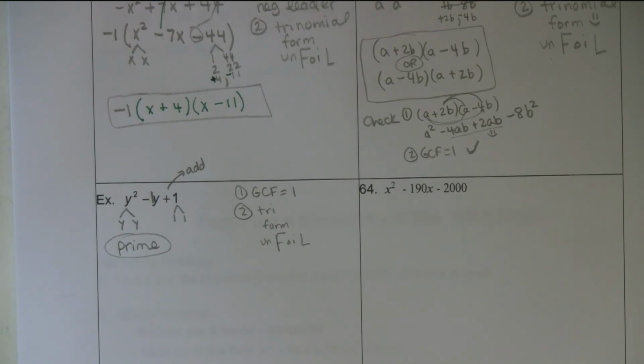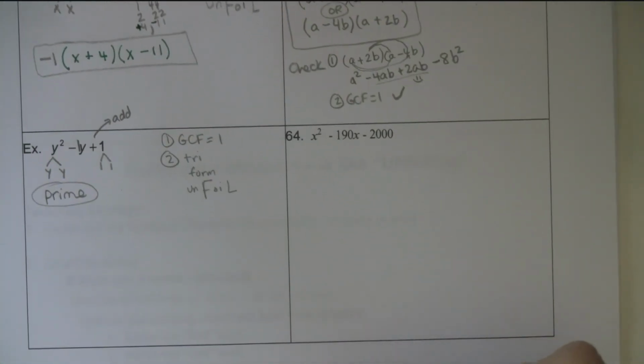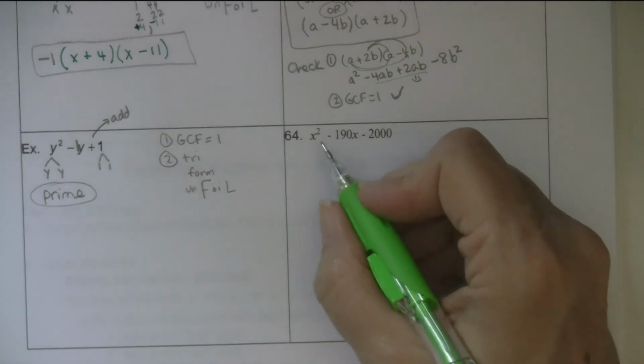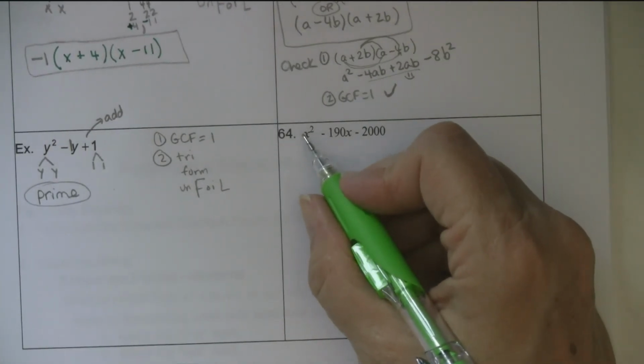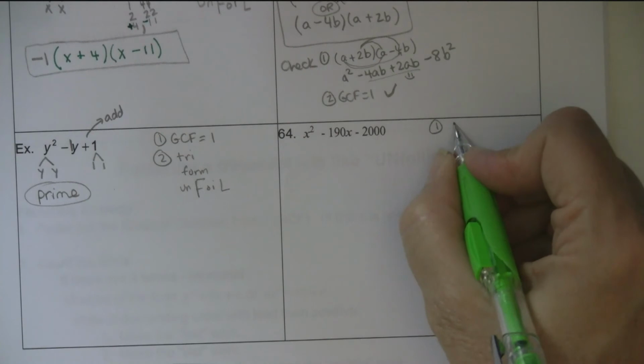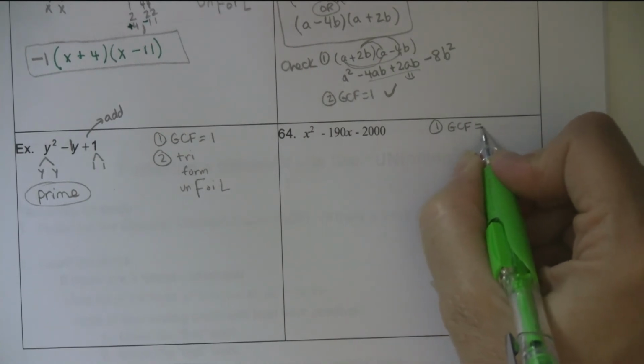Okay, and then this is problem 64 out of your textbook, and I can see that the coefficient of x squared is 1, so the greatest common factor is 1.